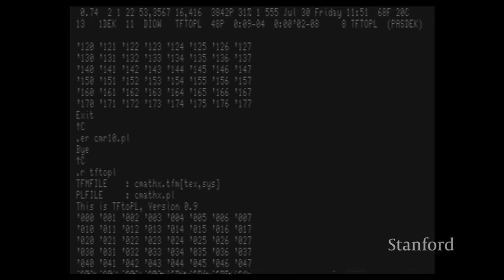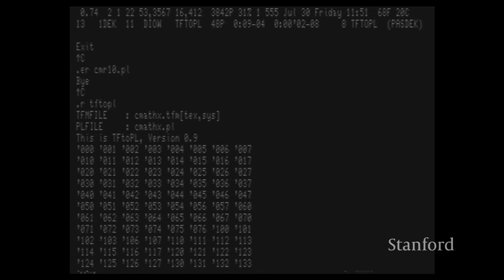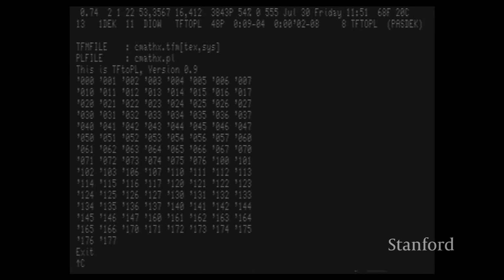Now, the math extension font has these extensible characters and use of next larger. So I can just show you what that looks like.